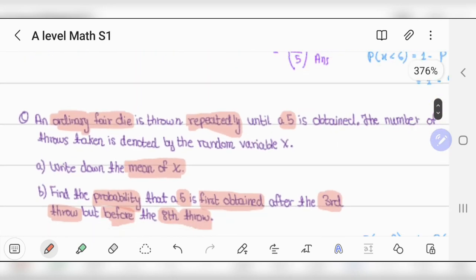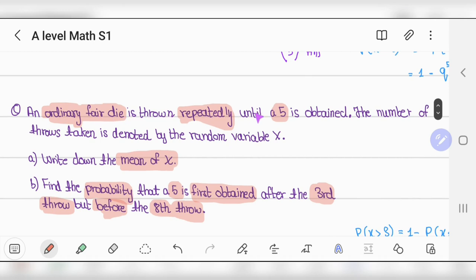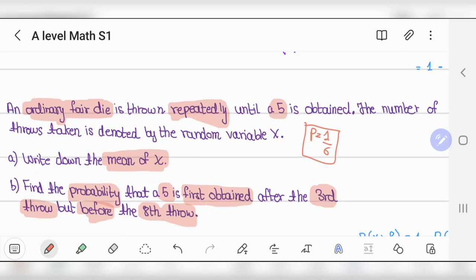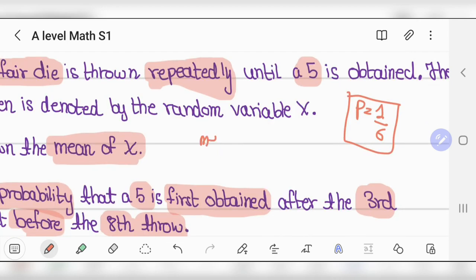Alright, so next question. An ordinary fair die is thrown repeatedly until a 5 is obtained. The number of throws taken is denoted by the random variable X. Repeatedly means this is a geometric distribution, until a 5 is obtained. Ordinary fair die means the probability of having a 5 is 1/6, so this is the probability of success. Write down the mean of X. Whenever we find the mean in the geometric distribution, mean is equal to 1 over p, which is 6. So that's the answer for the mean.